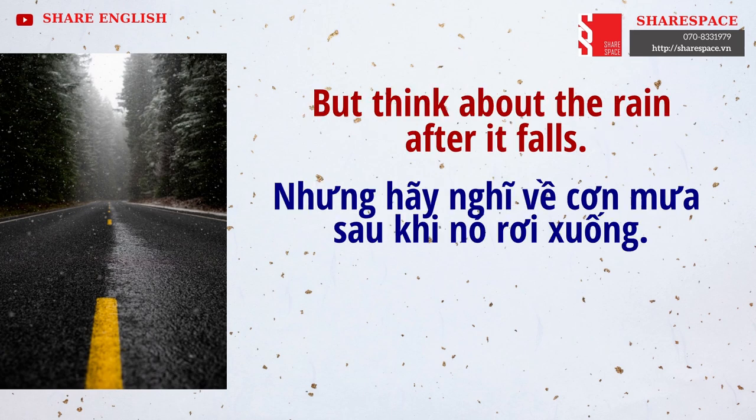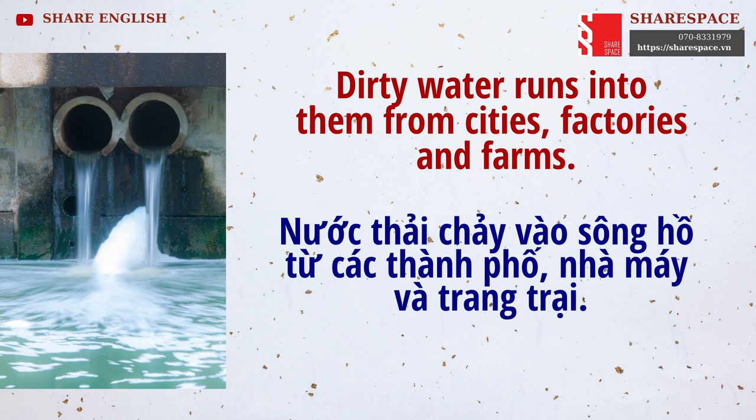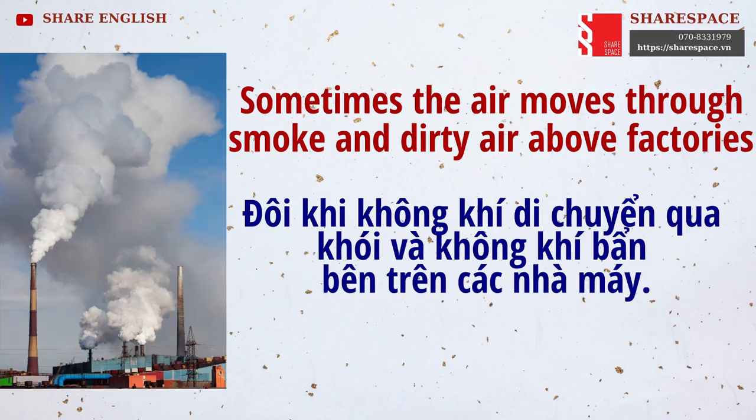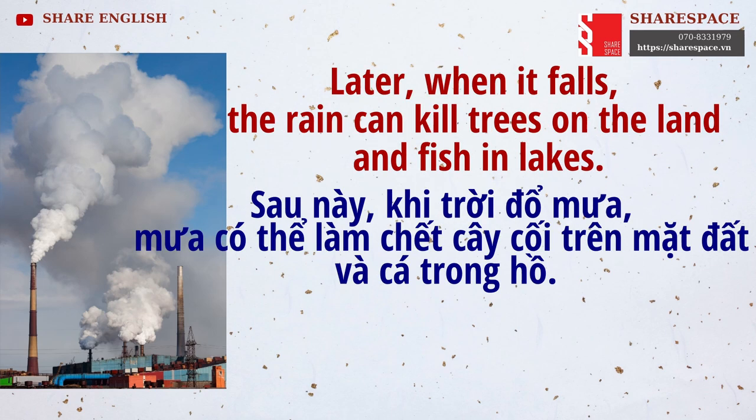But think about the rain after it falls. Water in rivers and lakes is fresh, but it isn't always clean. Dirty water runs into them from cities, factories, and farms. So we have to clean the water before we can drink it. Sometimes the air moves through smoke and dirty air above factories. Then the water in it gets dirty too. Later, when it falls, the rain can kill trees on the land and fish in lakes.